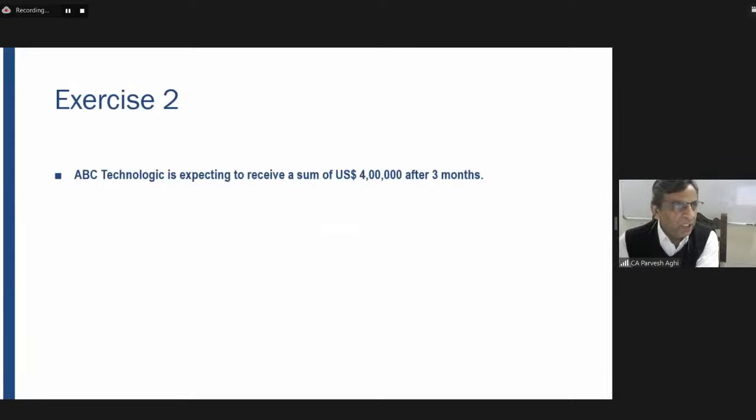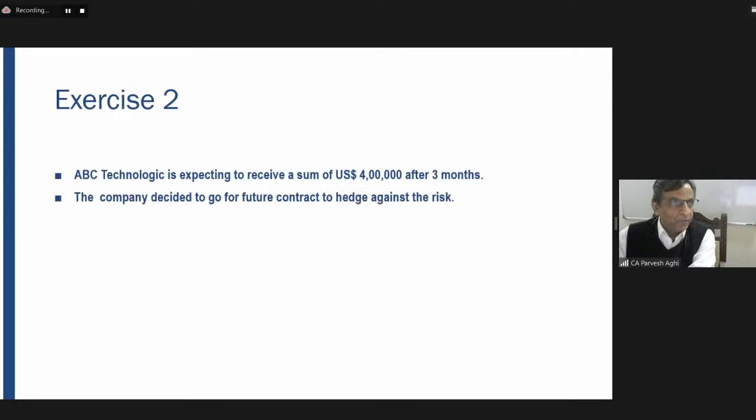So ABC Technologies is expecting to receive a sum of $4 lakh after 3 months. Okay, so this company is expecting to receive $4 lakh after 3 months. Fine. So they are exporters basically. So you remember that they are exporters and they are going to receive money after 3 months.